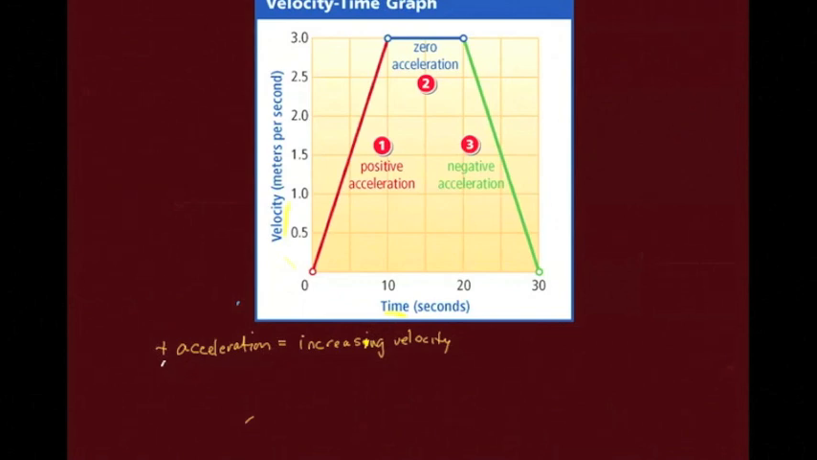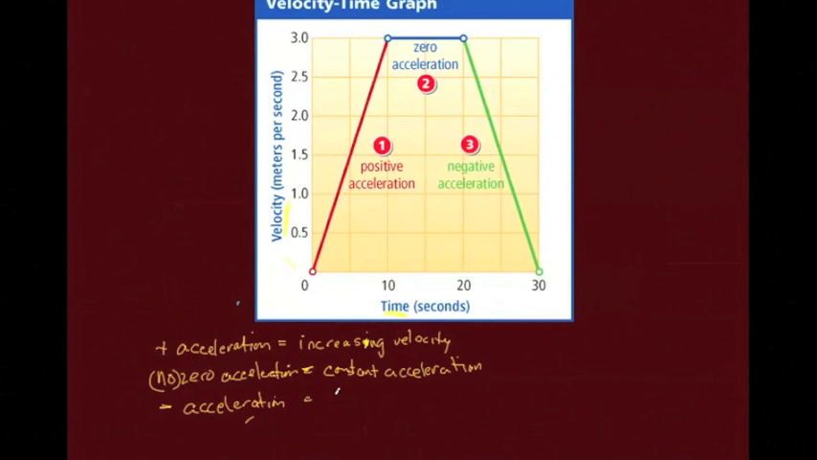And then sometimes you have no acceleration, or zero. Zero acceleration means the acceleration is remaining constant. That doesn't mean it's not moving. It just means acceleration is remaining the same over the period of time. And then you have negative acceleration, which means you have a decreasing velocity.